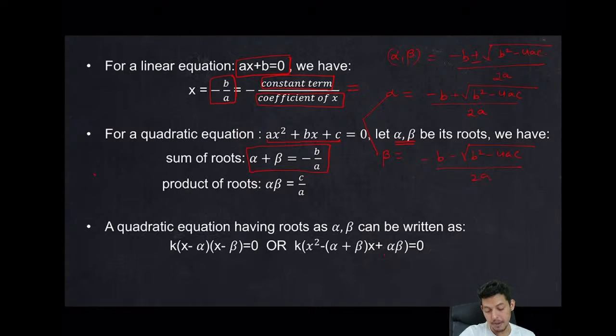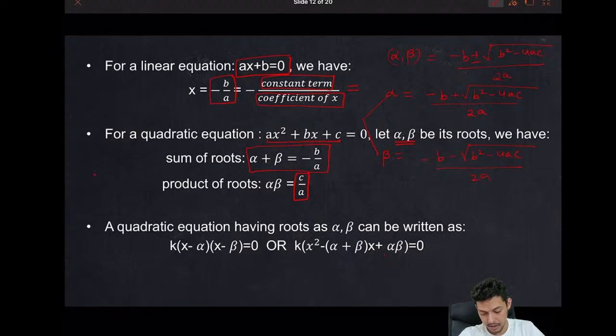Similarly, when you multiply, you will get terms like a square minus b square kind. Over here b square will cancel out and you will be left with 4ac by 4a square, which is nothing but c by a. So the sum of roots in terms of the coefficients of a quadratic is minus b by a, and the product of roots is c by a.